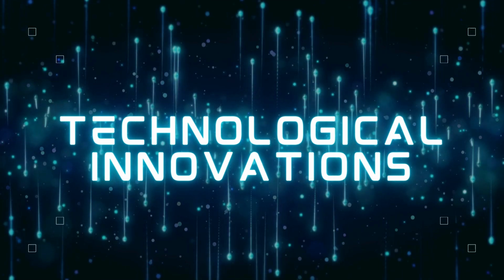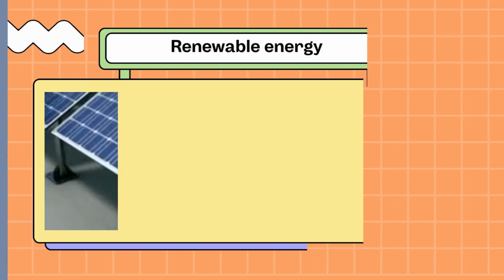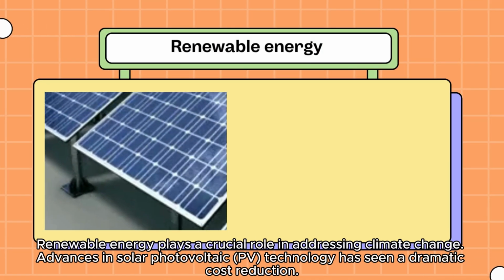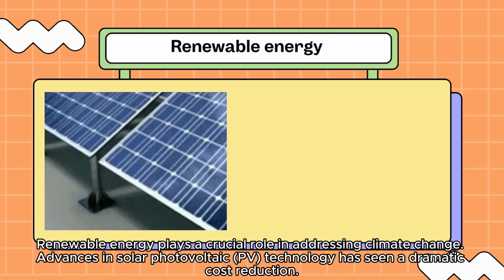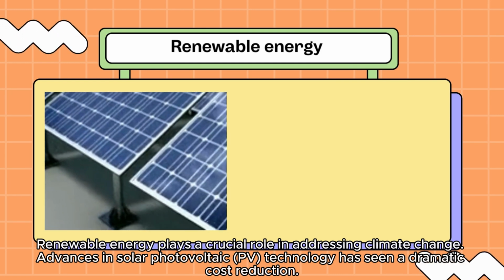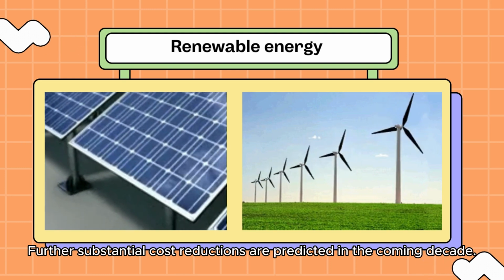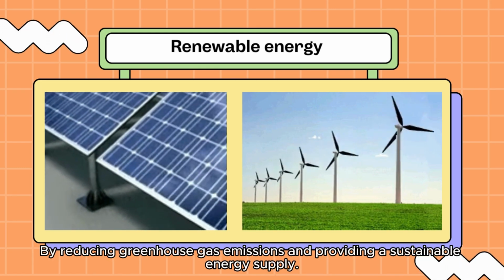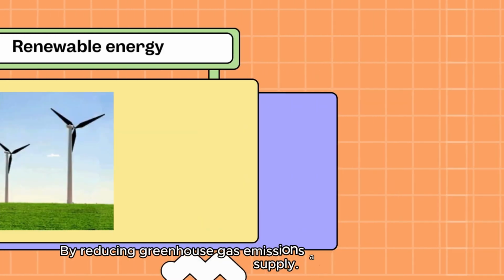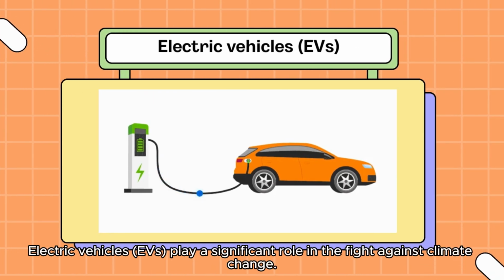Technological innovations. Renewable energy plays a crucial role in addressing climate change. Advances in solar photovoltaic (PV) technology have seen a dramatic cost reduction. Further substantial cost reductions are predicted in the coming decade by reducing greenhouse gas emissions and providing a sustainable energy supply. Electric vehicles (EVs) play a significant role in the fight against climate change.